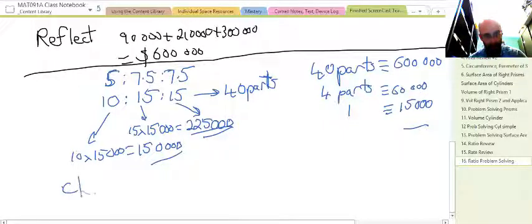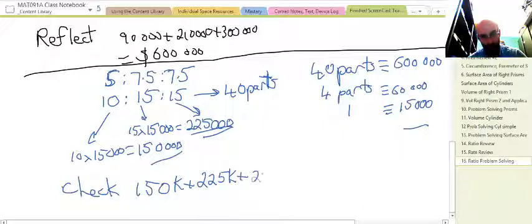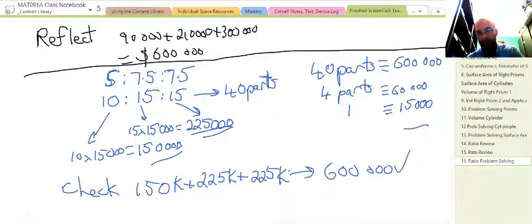As a reflect, you should check 150,000 plus 225,000 plus another 225,000. K means 1,000. Okay, that's 450, 550, $600,000. It's checked, it works.